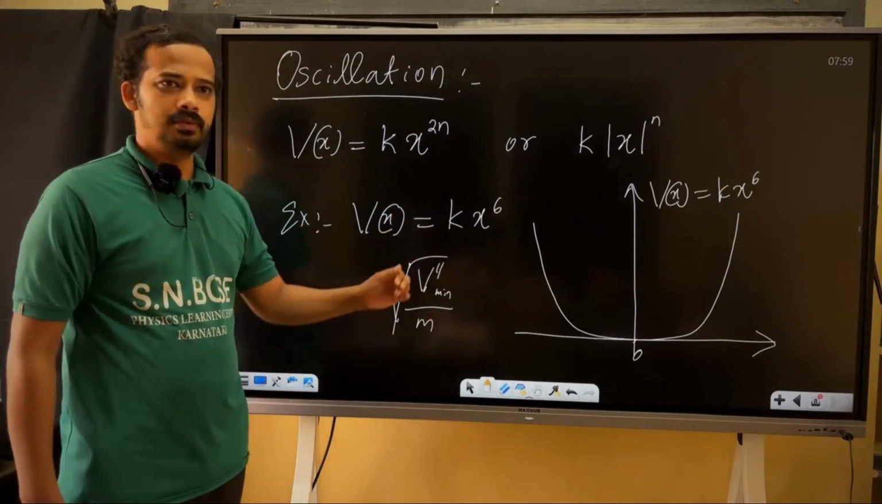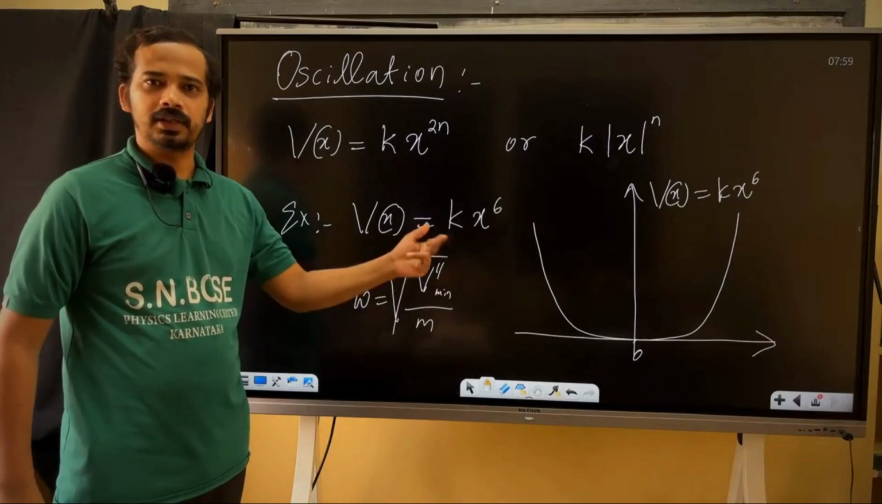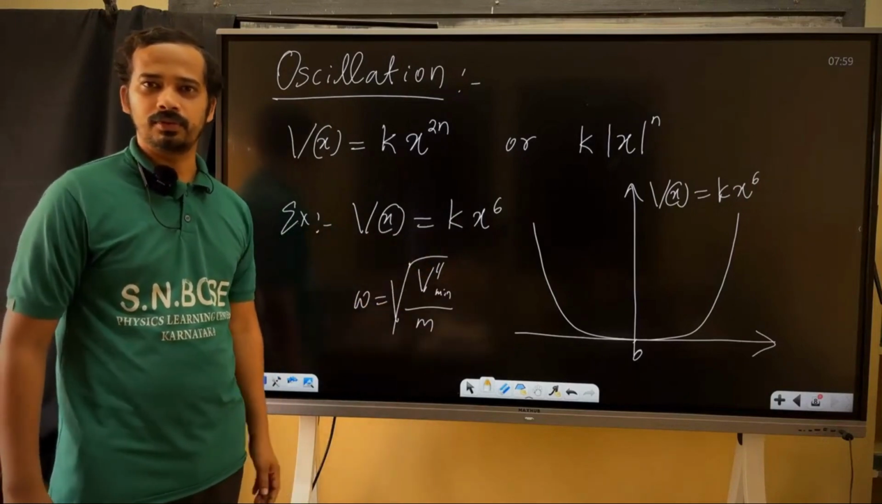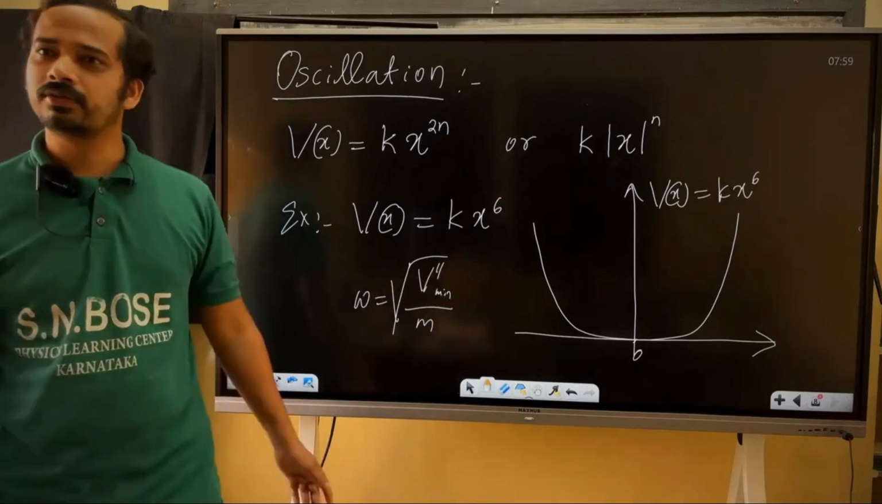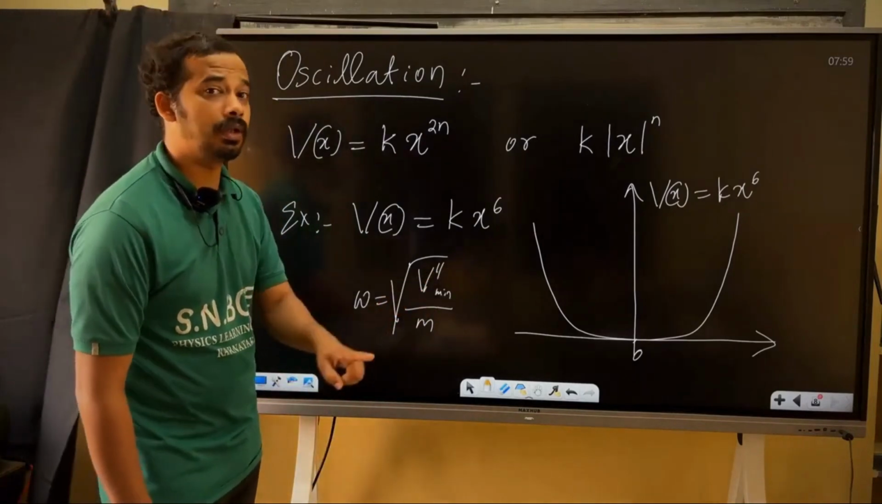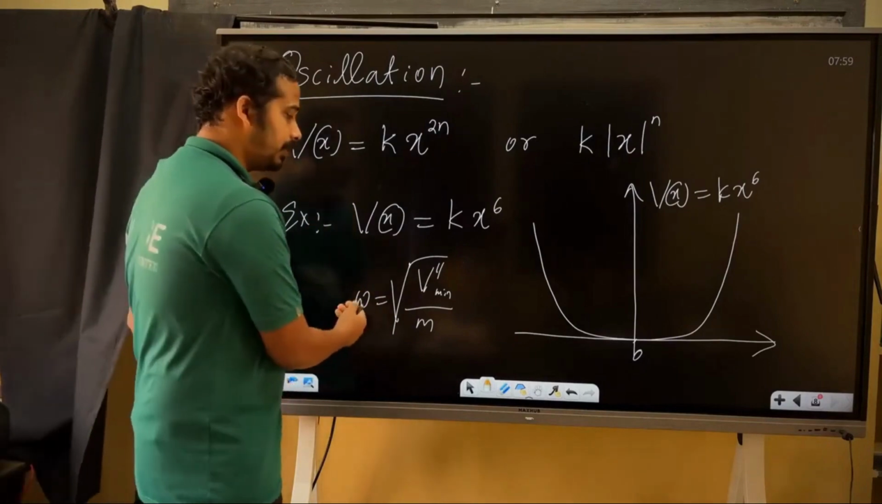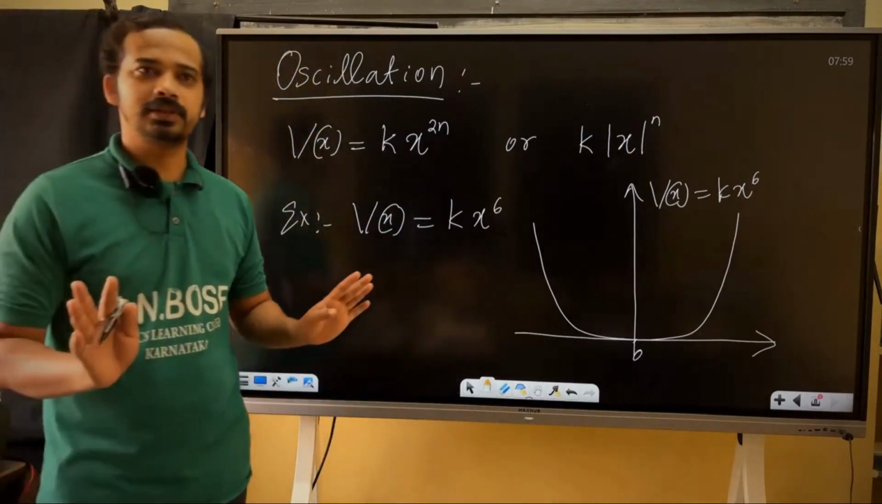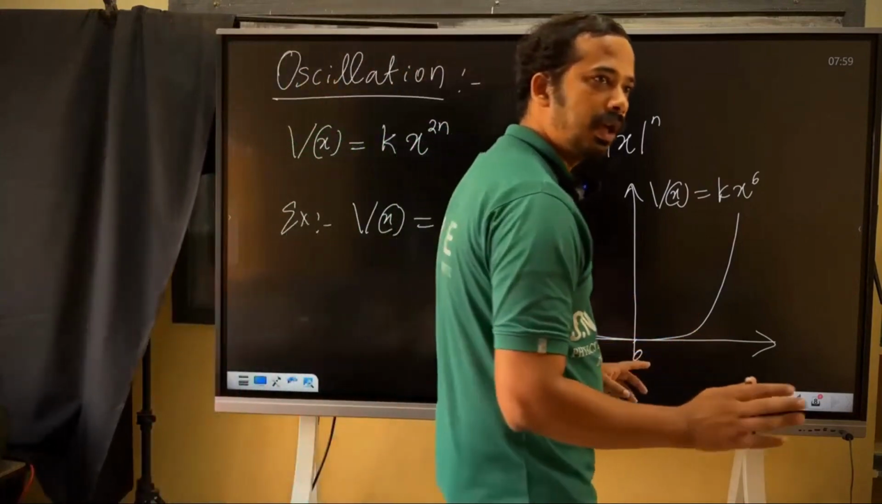First derivative, x raised to 5. Second derivative, x raised to 4. The minimum is x equal to 0, and x raised to 4 at x equal to 0 is 0. You can't use this idea, and this idea is for small oscillation. In this problem, they don't ask for small oscillation, they ask for oscillation. It's not simple harmonic.